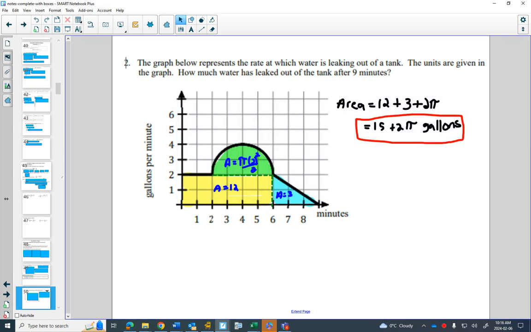If the shapes are nice, we can figure out the area under the curve using formulas that we already know. Usually rectangles, triangles, and this one, a semicircle. And then you could add up that area and figure the total amount, in this case, of water that's leaked out of the tank after 9 minutes.